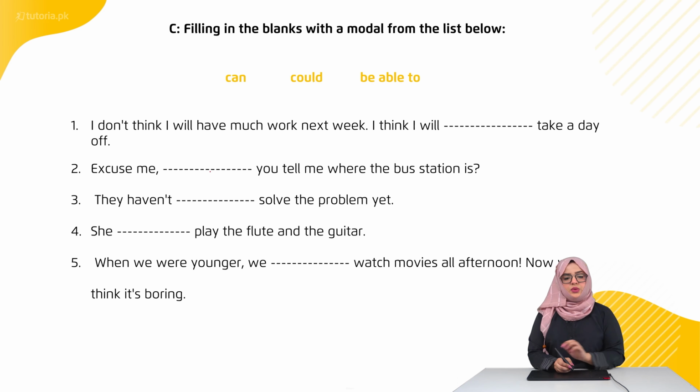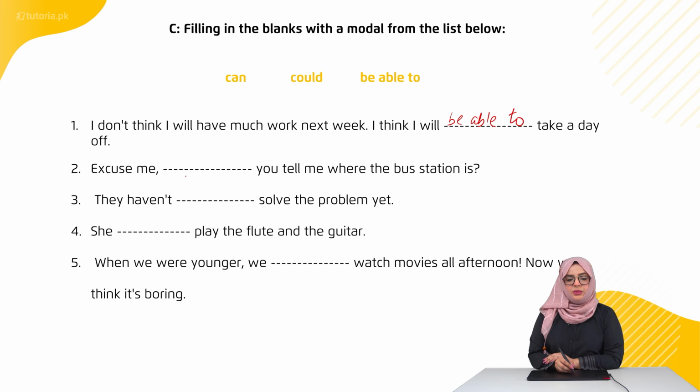Let's move on to next question, which is also of modal verbs, and it is filling in the blanks with the modal from the list below. So we have three modal verbs: can, could, be able to. Now we have to choose from these and fill in the blanks. First is, I don't think I will have much work next week. I think I'll blank take a day off. I will be able to take a day off.